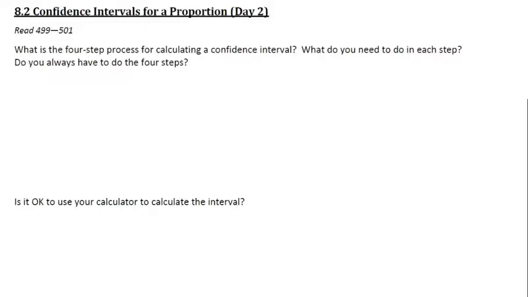All right, this is the second day. We're talking about confidence intervals for a proportion. The first part says, what is the four-step process for calculating a confidence interval? What do you need to do in each step? Do you always have to do these four steps?